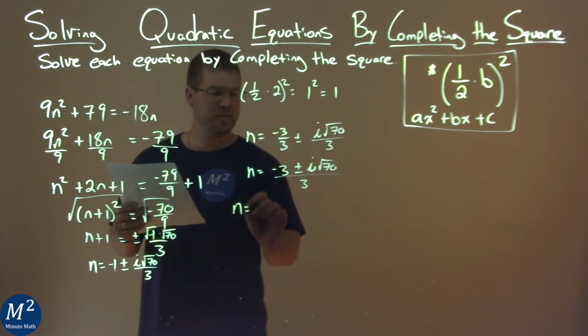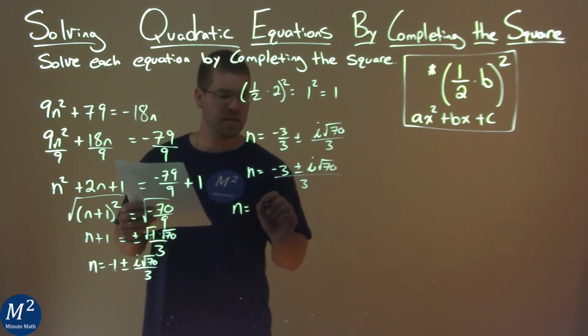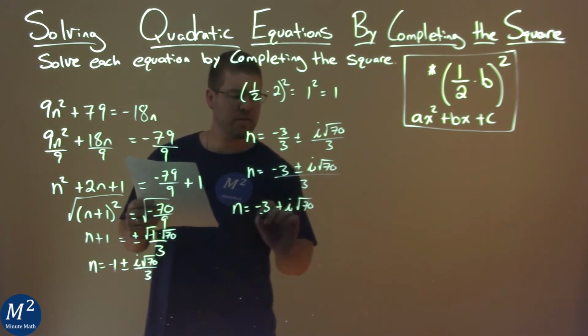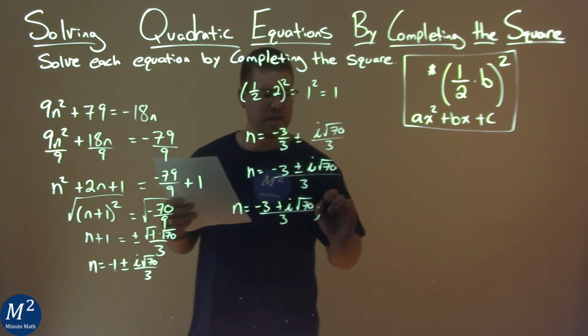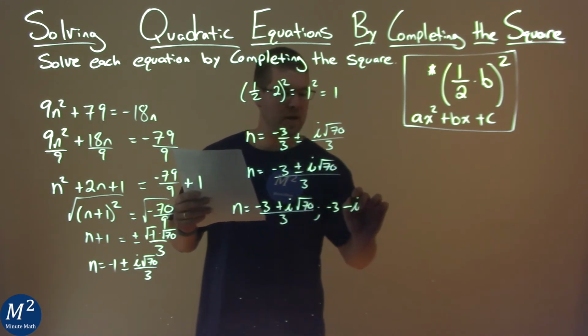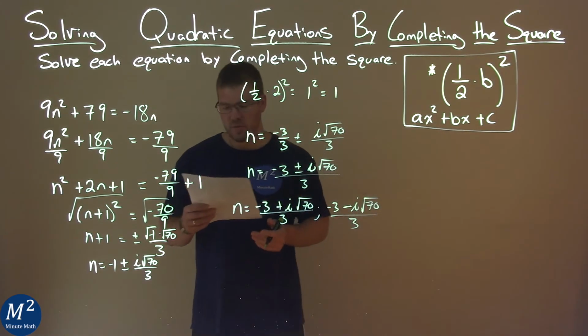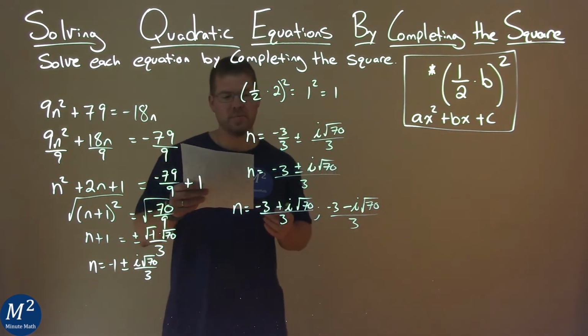We can write it individually, the plus or minus separately. So we have negative 3 plus i square root 70 as one answer over 3. And the second answer would be negative 3 minus i square root 70 over 3. But those two are now our final answer.